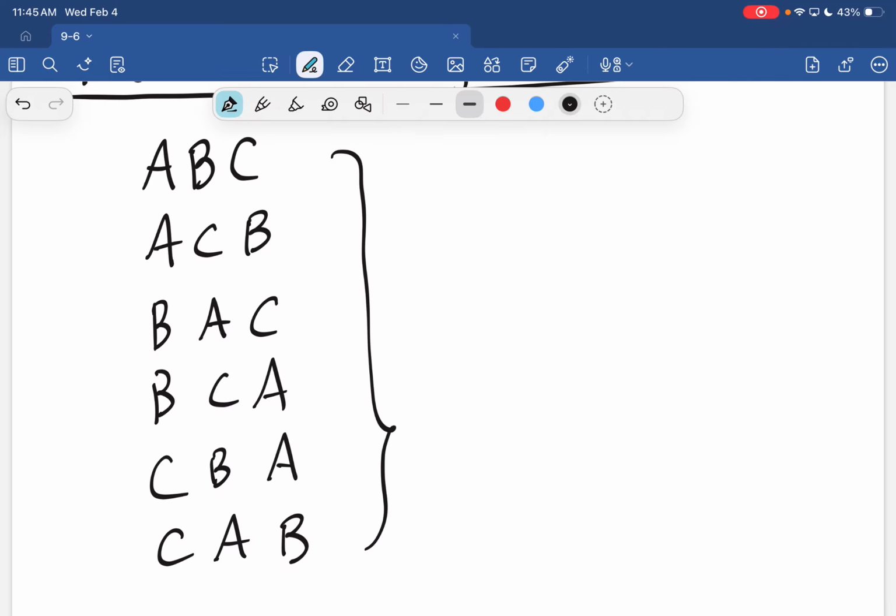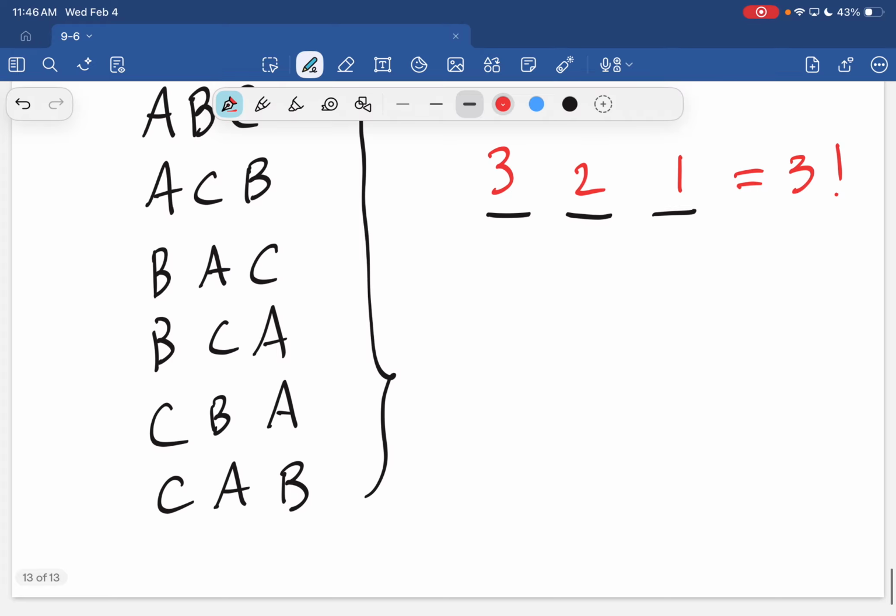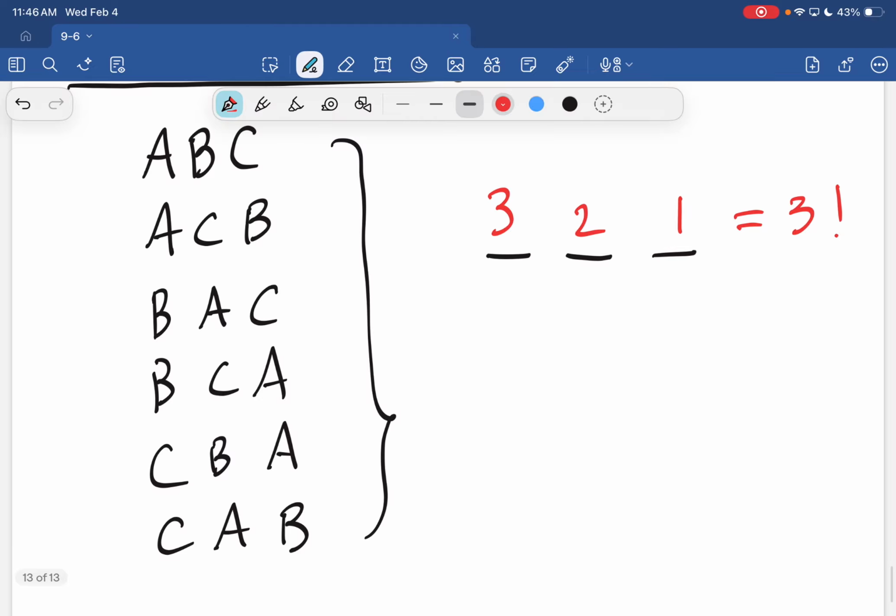And how can we count all those ways? Well, we can just pretend like we have 3 different buckets. And we have 3 choices for the first one. It could be A, B, or C. But once we've placed that one, we're only going to have 2 choices for the next one, right? Very good, Luna. So the answer is going to be 3 factorial. Okay, any questions about this?